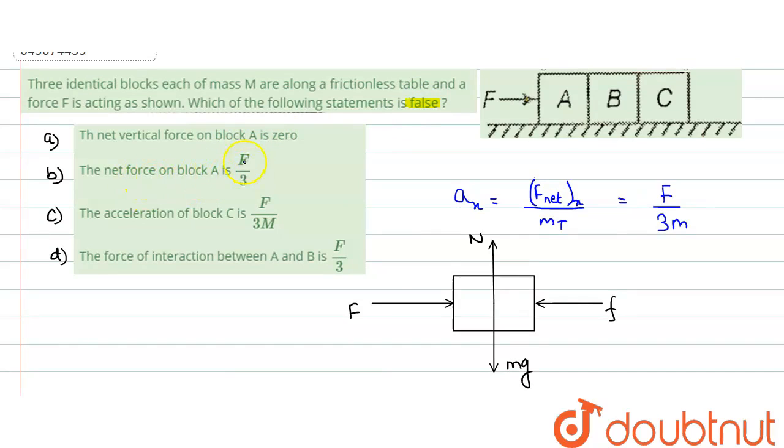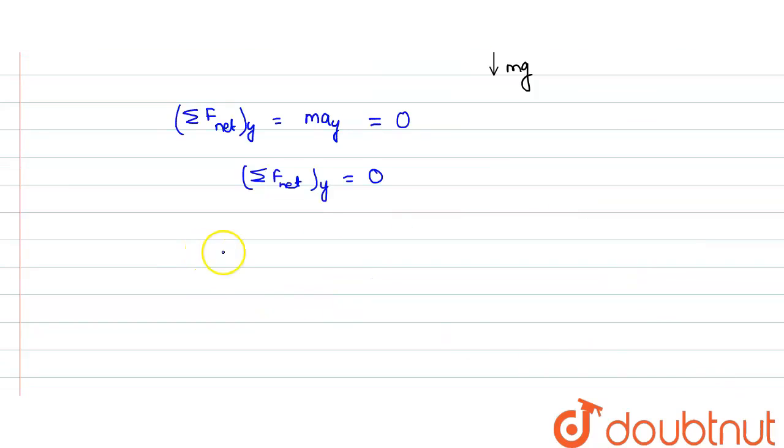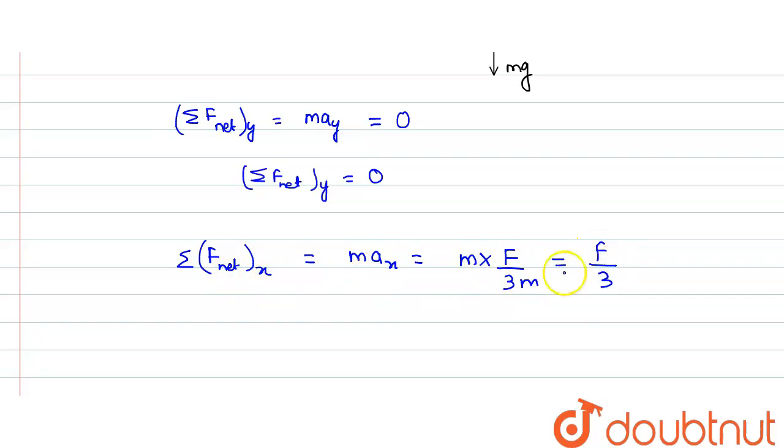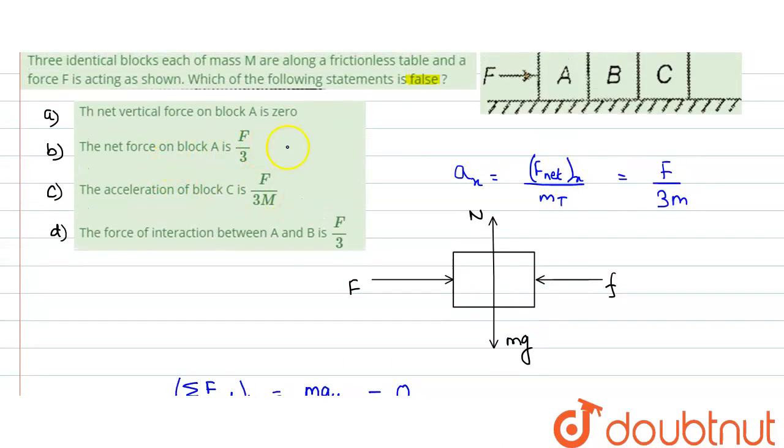Now the net force on A is equal to F divided by 3. There would be only a horizontal force. What would be the value of the net force? We say that F net in the horizontal direction, in the x direction, the summation of all forces, would equal mass into acceleration in the x direction. What is the mass of A? It is m. What is our acceleration in the x direction? We have just calculated F divided by 3m. So the net force in the x direction would be equal to F divided by 3. This is the only force which would exist for A, the net force. Here it is also given. So this cannot be the option because we need to find the false statement.